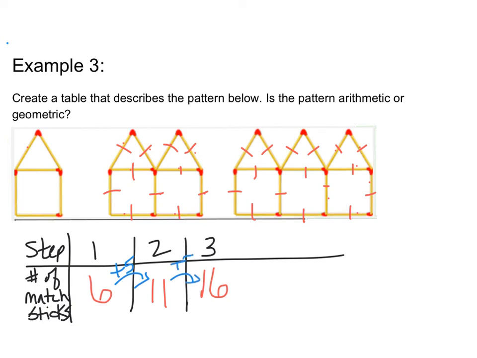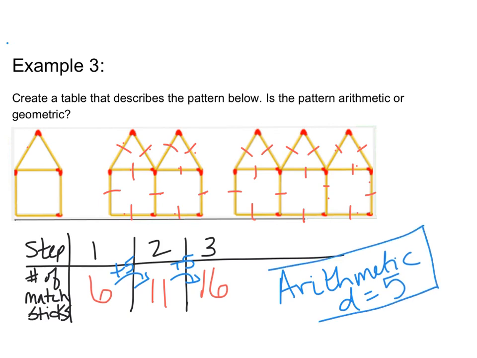So if we're adding 5 each step, does that make it arithmetic or geometric? Arithmetic. And then what's my common difference? 5. It's a positive 5. You got it.